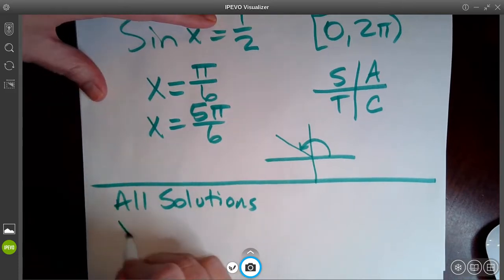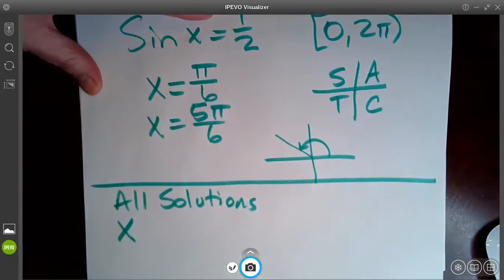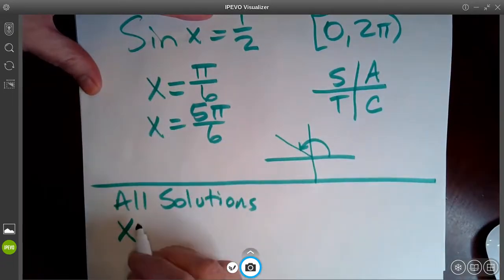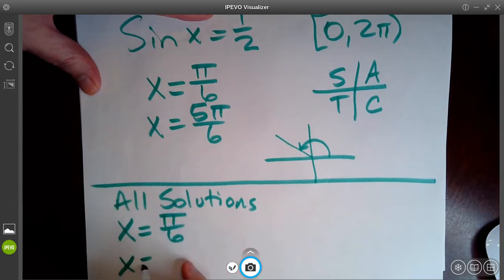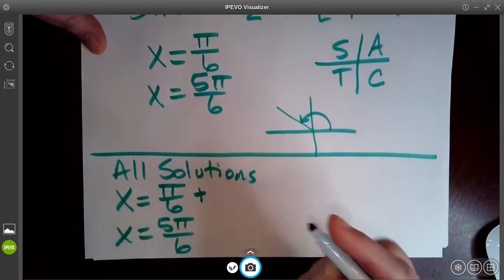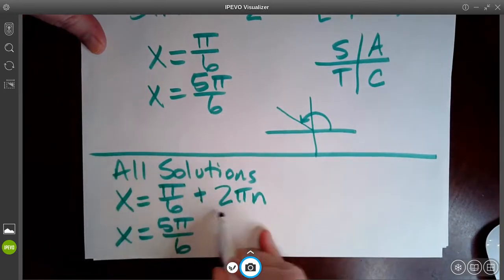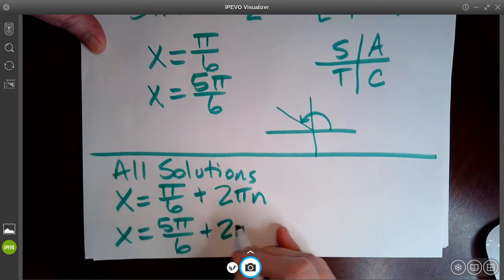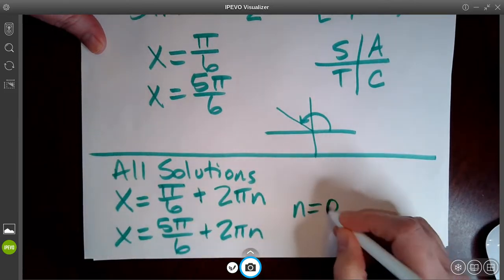So the thing about these is, if it limits us between 0 and 2 pi, we're just going to find those two initial answers. If it does not, then we're going to have to do a little bit more here. We have these two initial solutions, pi over 6 and 5 pi over 6. We have to show that we could keep getting the same thing if we added 2 pi each time. So if it says all solutions, we're always going to add this 2 pi into those answers. And we have to say over to the side that n has to be an integer.